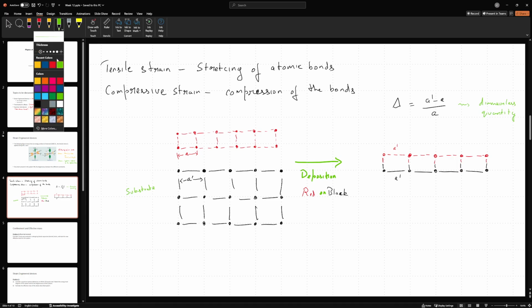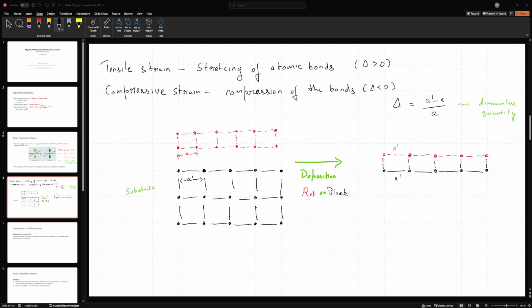So when I'm talking about tensile strain, I am talking about delta being greater than 0. And when I'm talking about compressive strain, I'm talking about delta less than 0. Both of these are possible. To have a compressive strain, I will choose A prime such that it is less than A. So these are the two kinds of strains that I can have on my system.